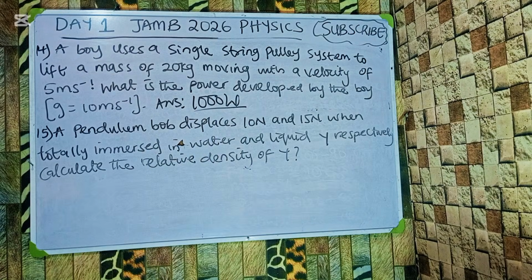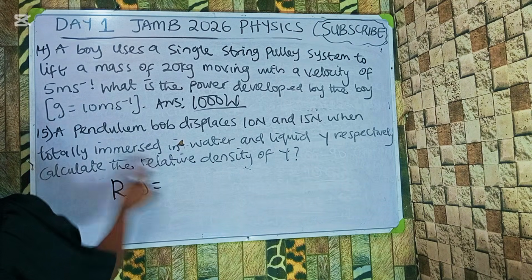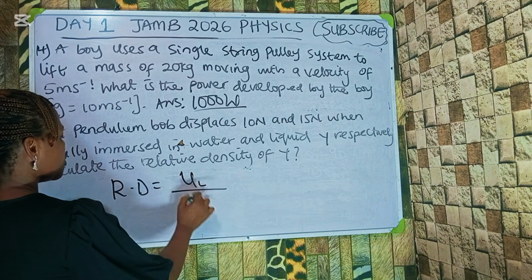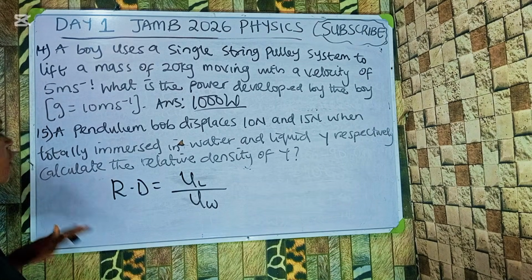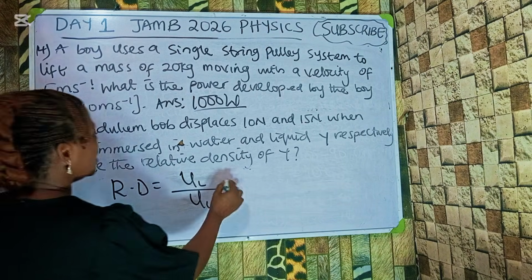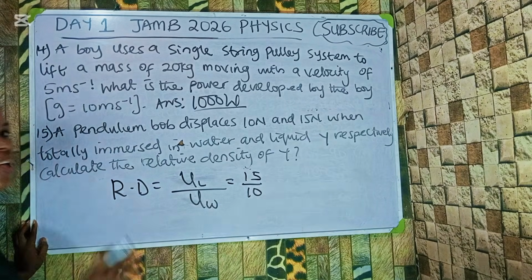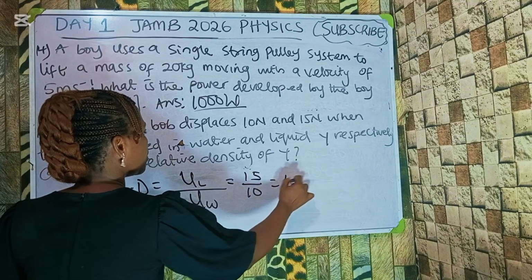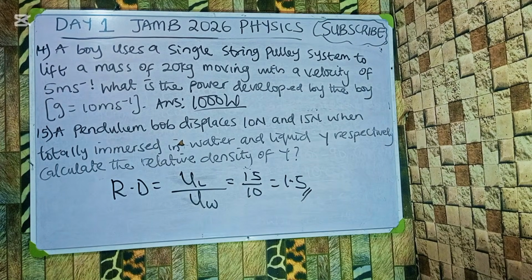Question 15. A pendulum bob displaces 10 Newton and 15 Newton of liquid when totally immersed in water and liquid Y respectively. Calculate the relative density of Y. So relative density is equal to what? Upthrust in liquid over upthrust in water. And from what we have in the question, they've already given us both upthrusts. So what we're going to do is to work it out. Okay, so the upthrust in liquid is 15, while that of water is what? 10. So let's just divide. It's going to give us 1.5 as relative density. Remember, it has no SI unit.